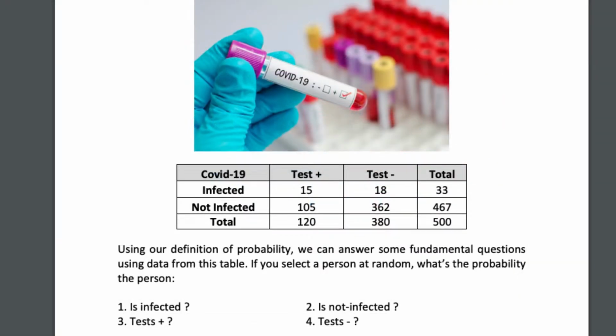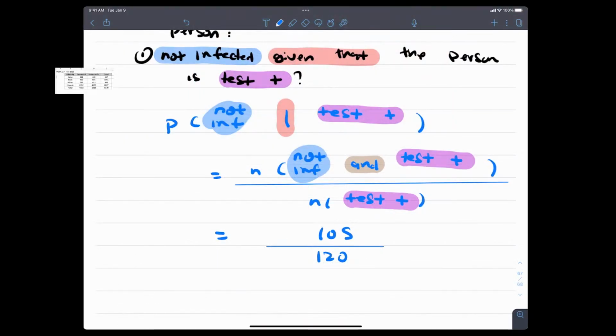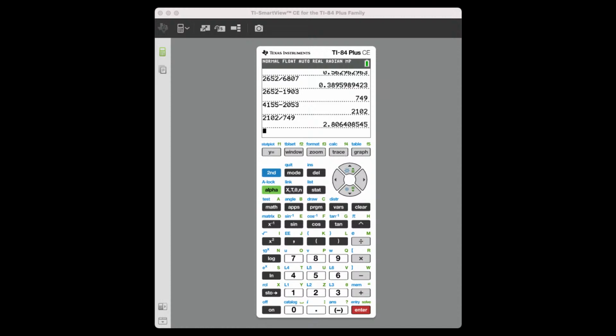So look at the table and tell me, ladies and gentlemen, how many people in this table tested positive? 120. Good. Of the 120 that test positive, how many are actually not infected? 105. Outstanding. So you're going to put 105 out of 120. We're going to approximate that. 105 divided by 120. What do you get?